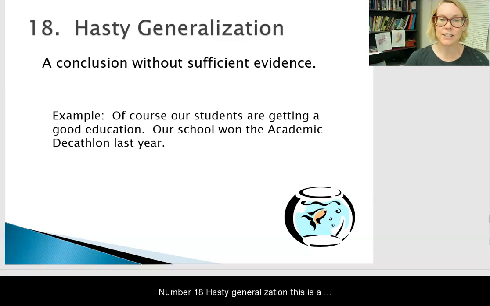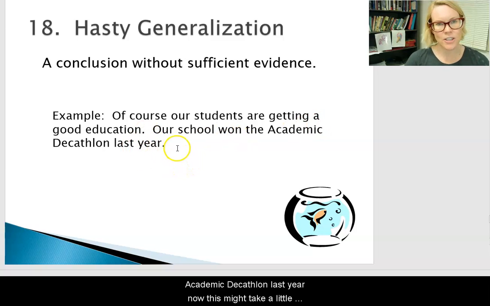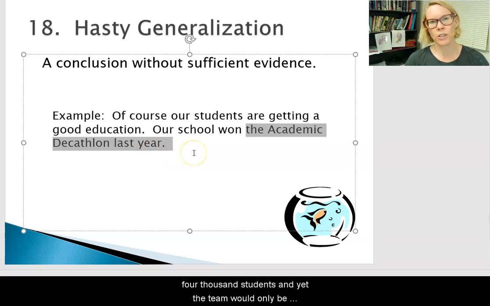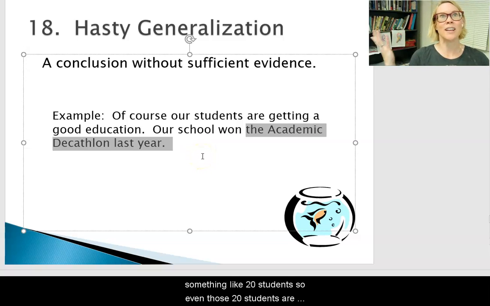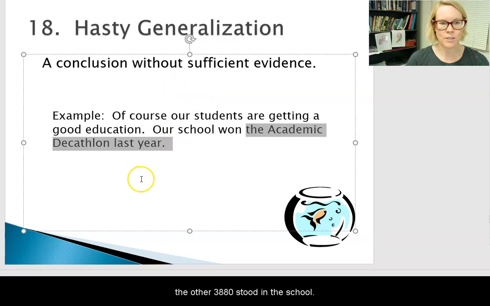Number 18, hasty generalization. This is a conclusion without sufficient evidence. Here's an example. Of course our students are getting a good education. Our school won the academic decathlon last year. Now this might take a little background. In California, at least, the academic decathlon teams in high schools could be in a high school of 4,000 students, and yet the team would only be something like 20 students. So even though those 20 students are getting a great education, that doesn't say anything about the other 3,880 students in the school, right?